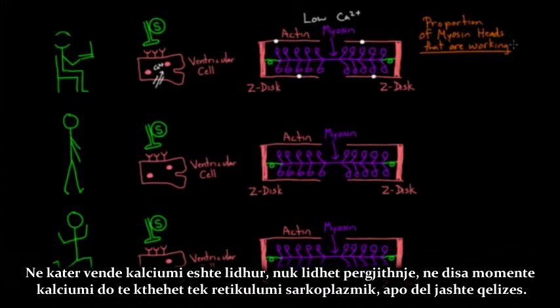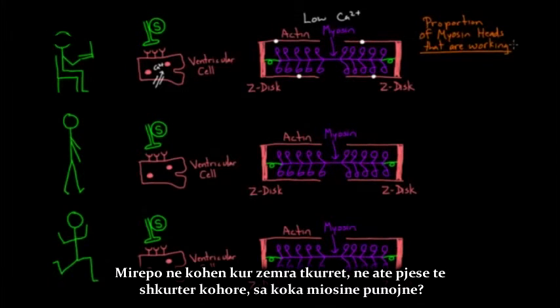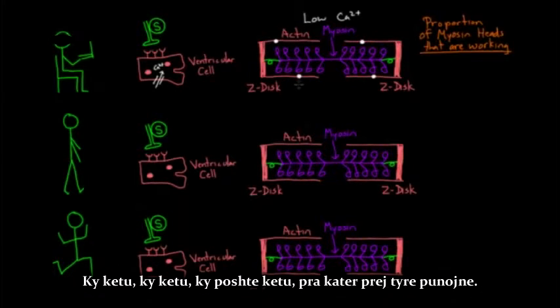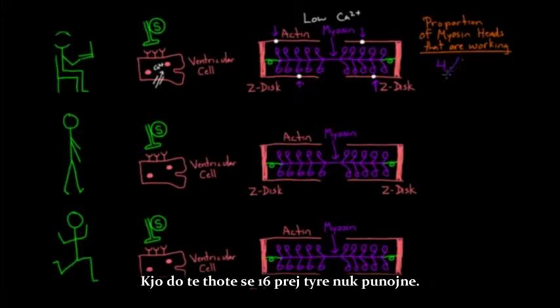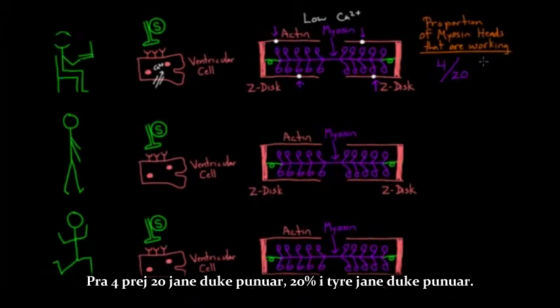Well, at 4 spots, the calcium has bound, right? And it doesn't bind forever. At some point, the calcium is going to be taken back into the sarcoplasmic reticulum or thrown out of the cell. But for the brief time that our heart is contracting, how many myosin heads are working? Well, we've got this guy over here, this guy, this guy down here, and this guy and this guy. So 4 of them are working, and that means that 16 are not working, right? So 4 out of 20 are working.